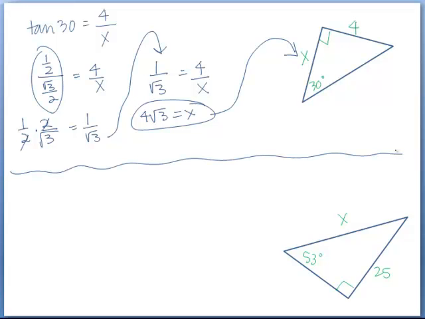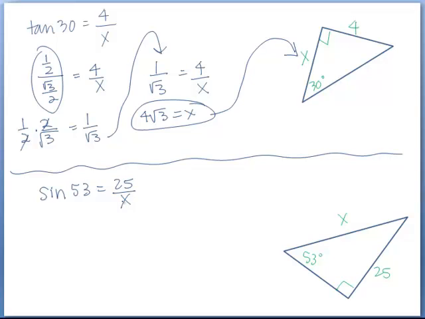Okay, so now moving on to this one. We have an angle here, 53 degrees. We also have the side opposite, and we have the hypotenuse. So opposite and hypotenuse is sine. So we're going to set up the trig ratio. Sine 53 equals 25 over x.